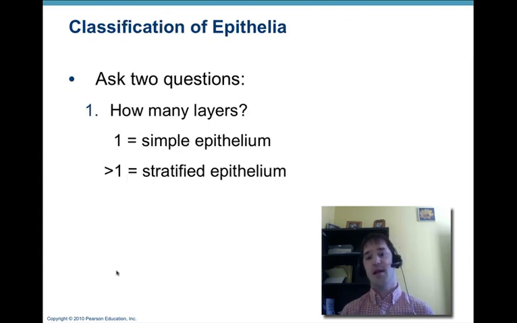So how do we classify epithelia? We've gone over this a bit in class. You can look at it and see how many layers of cells are there. If there's one, it's a simple epithelium, no matter what the shape of the cell. If there's more than one, it's a stratified epithelia. So if there's layers of cells, it's a stratified epithelium.